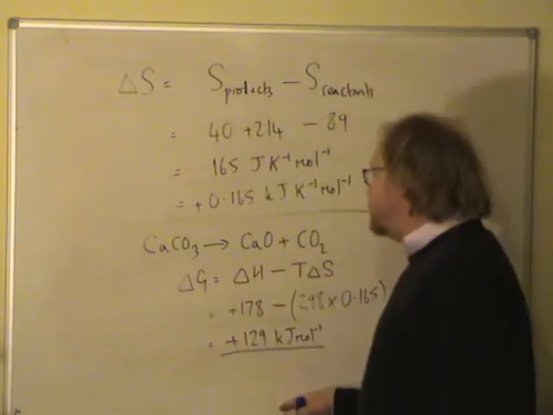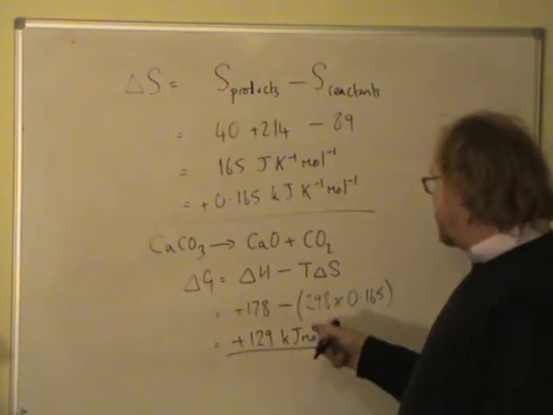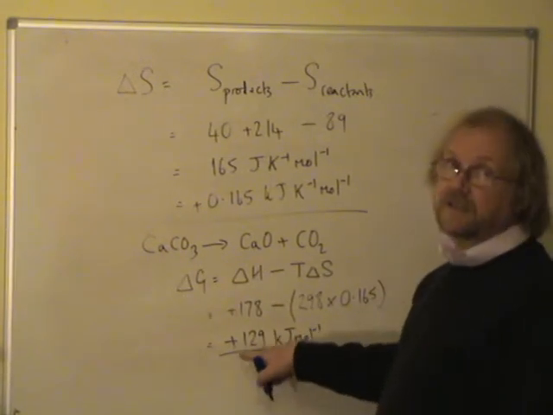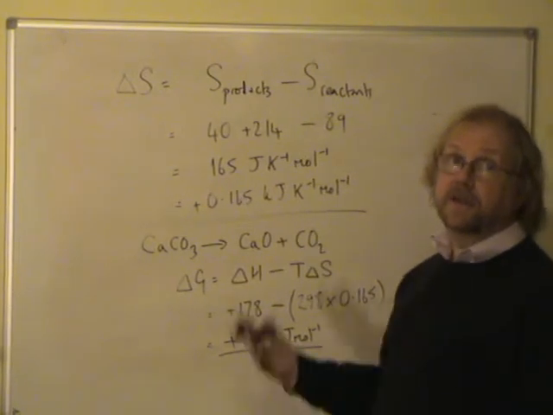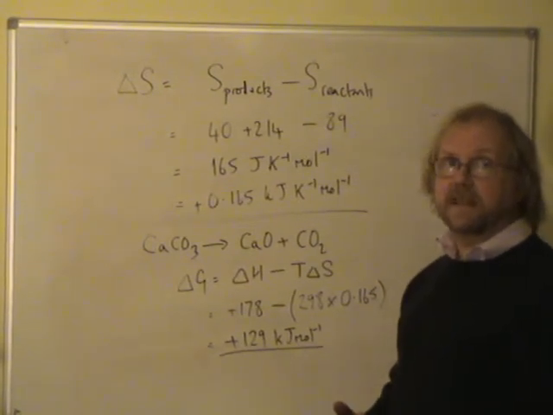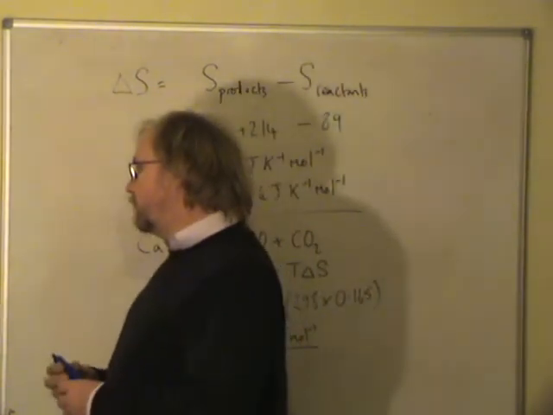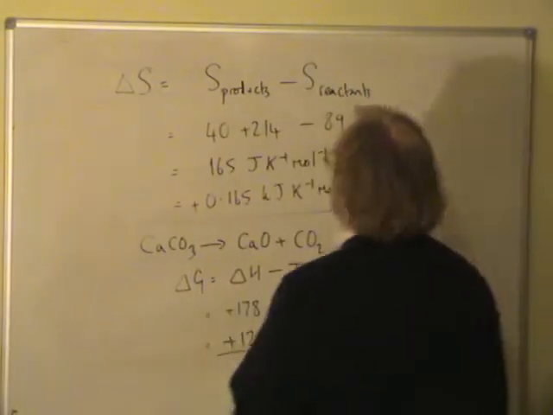And then you just need to explain that because that's positive, that shows you that the reaction isn't feasible. Because delta G that you've just calculated is positive, the decomposition isn't feasible, and therefore the calcium carbonate is stable. The last step is that it says, well, what's the minimum temperature at which it could decompose?